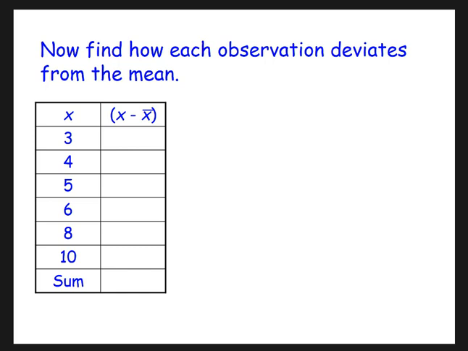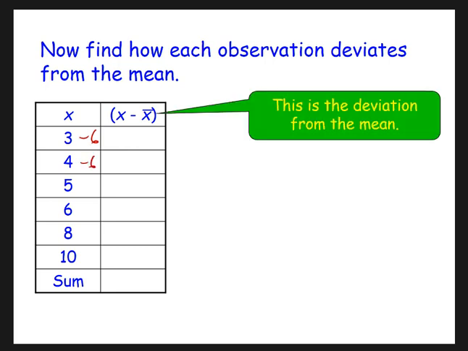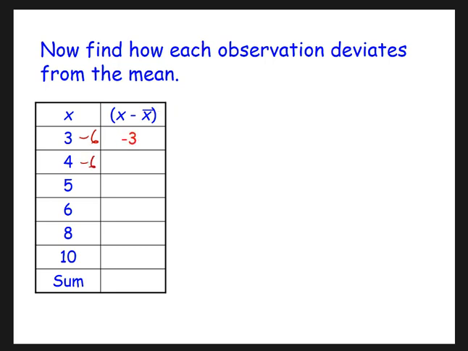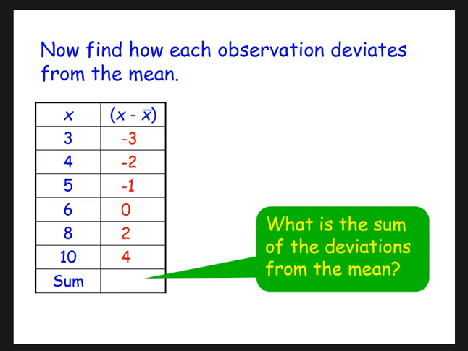Now, the next step is to find something called the deviates or deviations from the mean. How far does each observation deviate from the mean? Well, we're going to take each observation and subtract that mean of 6 from it. 3 minus 6 is negative 3, 4 minus 6 is negative 2, and so on. So we subtract the mean from each of those data values, each of those observations. The sum of these deviations, when we add them up, should always add up to 0 at this point.